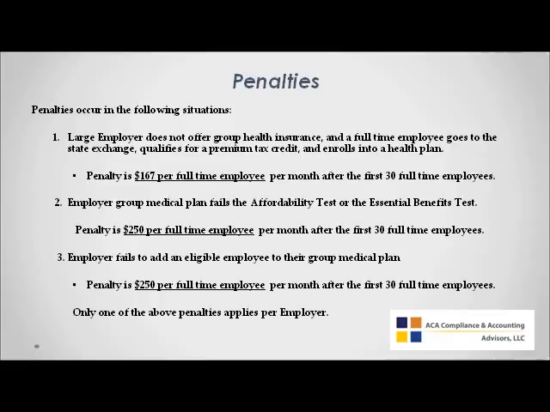In three situations, penalties apply to large employers. One, when the employer offers no group medical plan. Two, when the group health plan is offered, but the health plan does not pass the affordability test. Failure to meet the affordability test occurs when the employer's contribution to the employee's premium is not enough according to the guidelines of the ACA. On the other hand, passing the affordability test blocks employer penalty exposure.